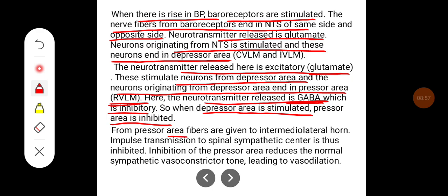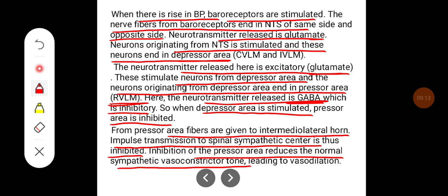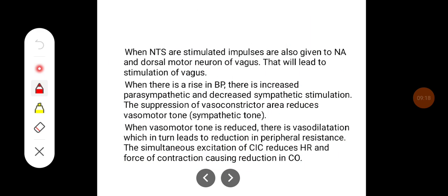From the pressor area, fibers are given to the intermediolateral horn. Impulse transmission to the spinal sympathetic center is thus inhibited. Inhibition of the pressor area reduces the normal sympathetic vasoconstrictor tone, leading to vasodilatation. When NTS is stimulated, the impulses are also given to nucleus ambiguus and dorsal motor neuron of vagus, so that will lead to stimulation of vagus.